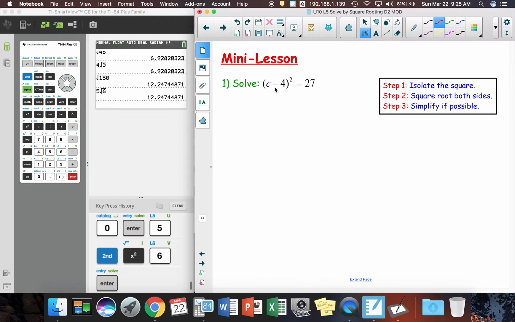So again, same type of problem. We're going to rewrite it. So we have c minus 4 squared equals 27. Now to solve for this one, same as before, we're going to take the square roots of both sides. Radical there, and radical there. We get c minus 4 equals radical 27. Again, since we're solving for a variable, we always have plus or minus.